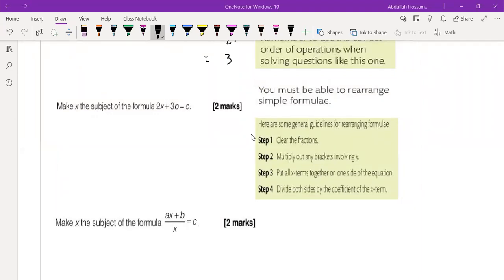Also, you must be able to rearrange a simple formula. He gives you a letter and asks you to make this letter the subject of the formula. So like here, make x the subject of the formula, 2x plus 3b equals c.